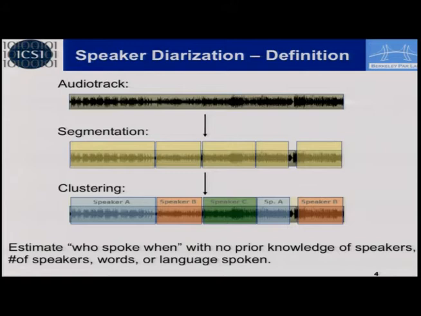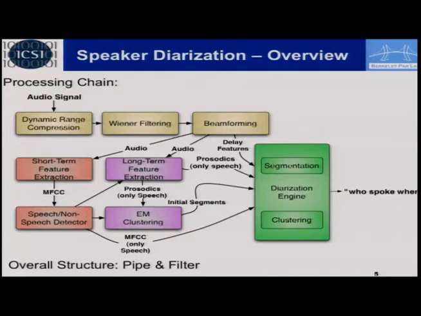Building such an engine is actually 10 years of research at ICSI. It's a big thing, with all kinds of filters up front, feature extraction, initialization, and of course speech/non-speech detection, where you find out which parts are actually speech and which are not. Since I only have 15 minutes, I can't talk about all of this. I will only talk about the last part, where you get those speech segments in and they have to be sorted so that you label who's speaking when.